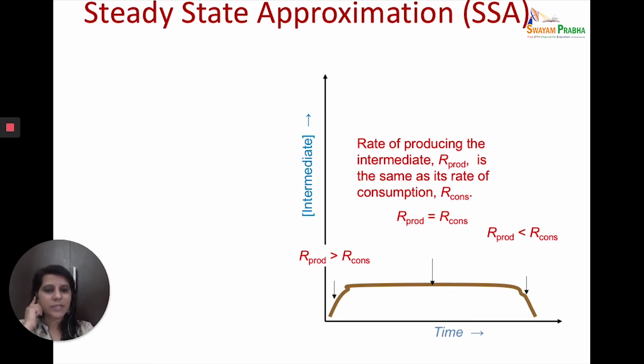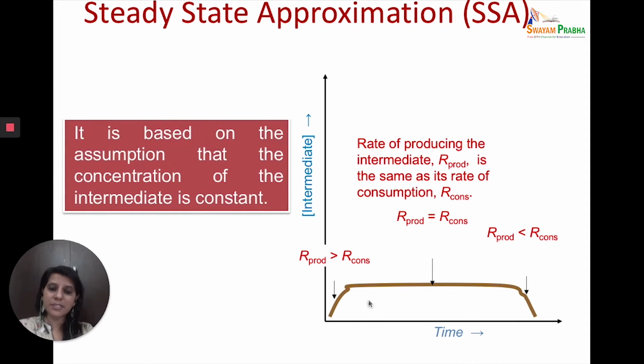So let's look at this. This is a graph of the concentration of the intermediate versus time. Now what does the steady state approximation say? That the intermediate is produced as fast as it is consumed. So d[I]/dt, the rate of formation of the intermediate, is equal to the rate of disappearance of the intermediate. And second, its concentration is very small and remains constant. Can you see that the concentration of the intermediate remains constant during the course of the reaction?